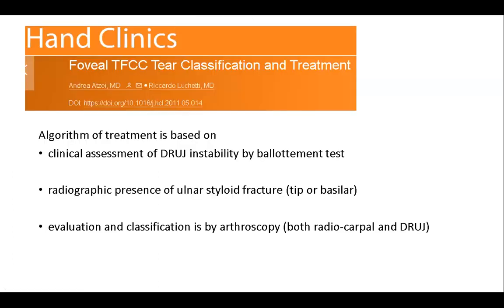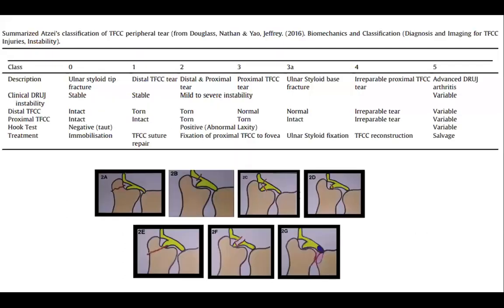So Atzei et al. came up with a new classification which is mainly focused on treatment. The algorithm of treatment according to the Atzei classification is based on clinical assessment of DRUJ instability by the hook test, then radiographic presence of the styloid fracture, whether it is tip or basilar, and evaluation by arthroscopy, both the radiocarpal and DRUJ. So, summarizing the Atzei classification here, it is 0, 1, 2, 3, 3A, 4, and 5. So let's concentrate on this picture.